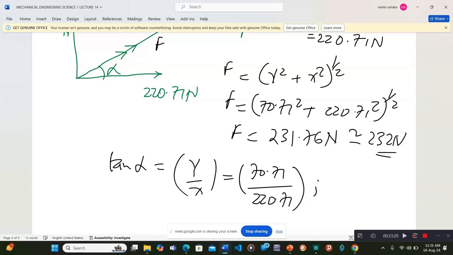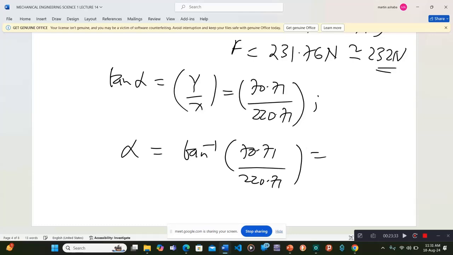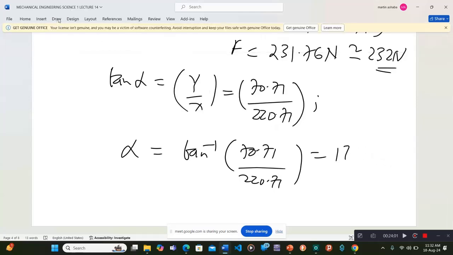So what is alpha? Alpha is equal to arctan of 70.71 divided by 220.71, and arctan of that answer would give you 17.764. So let me just write 17.76. If you check on your value that we got up there, they are the same.